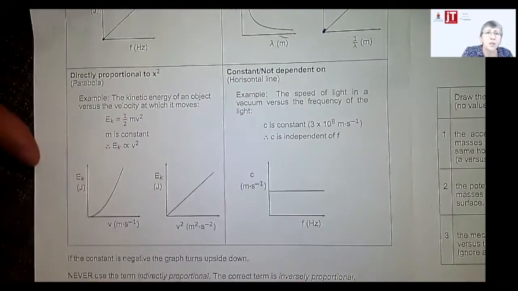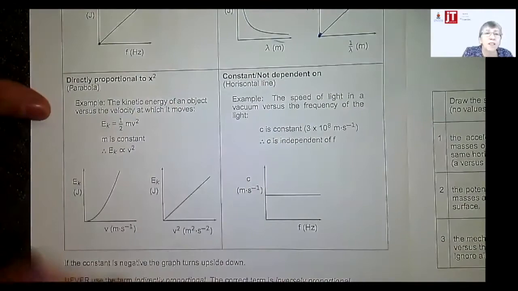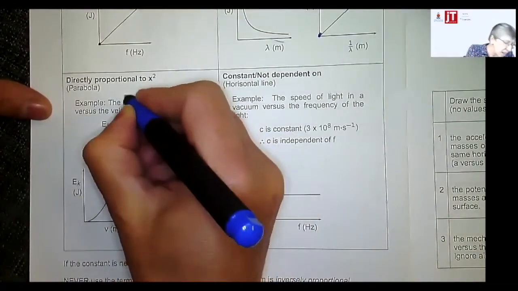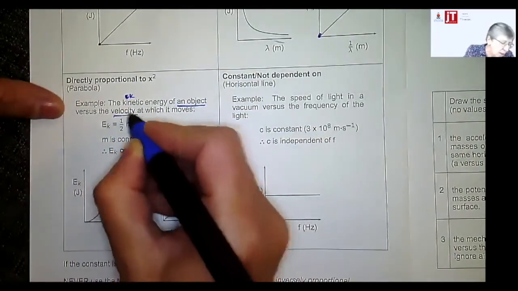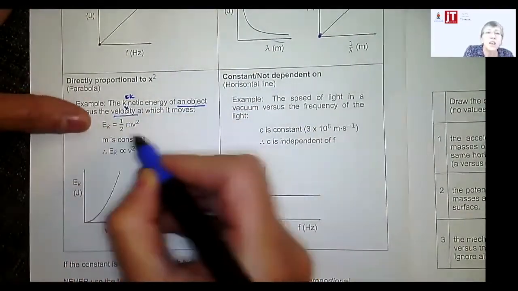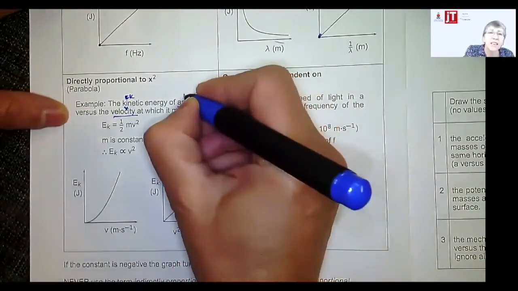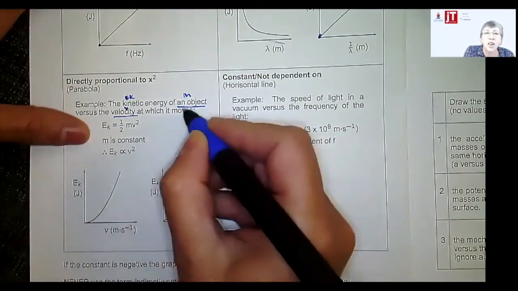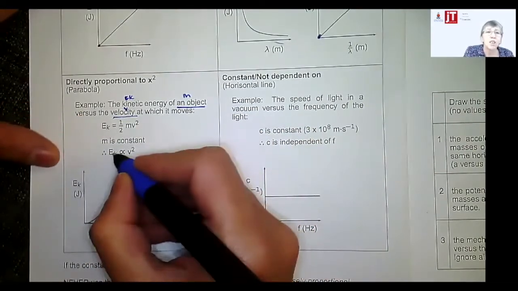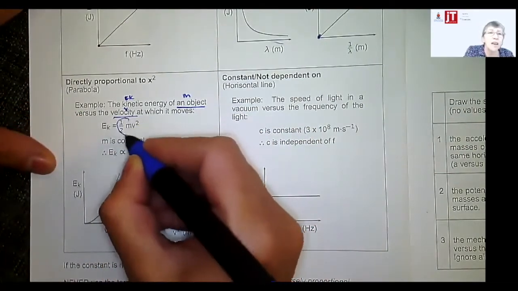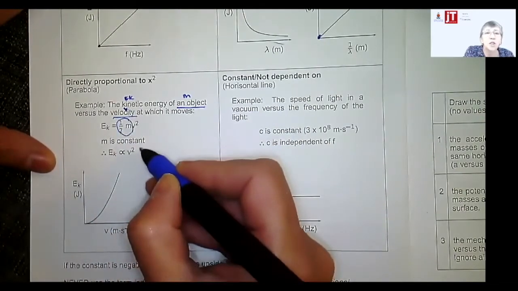All right, moving on to more difficult ones. Directly proportional to the square of x. Now, if they're asking about kinetic energy and they are talking about an object and asking about velocity, we need that equation. The fact that they're working with an object tells me that m is constant. We assume that an object's mass doesn't change during the experiment. So if both half and m are constant, then EK is directly proportional to v squared, right?